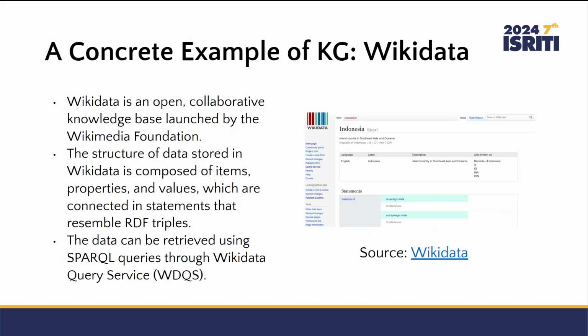A concrete example of a knowledge graph is Wikidata. Wikidata is an open and collaborative knowledge base launched by the Wikimedia Foundation, and the structure of data stored in Wikidata is composed of items, properties, and values which are connected in statements that resemble RDF triples. This data can be retrieved through SPARQL queries, which they also provide through the Wikidata Query Service, or WDQS.